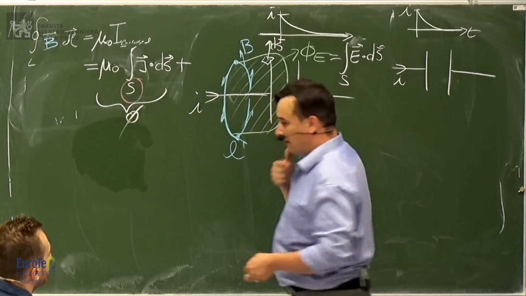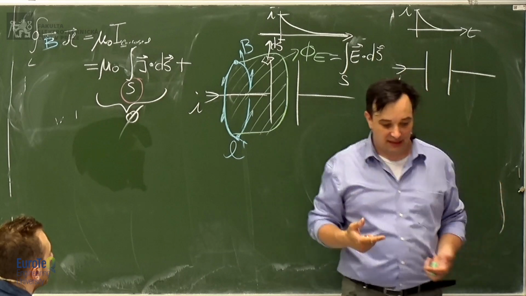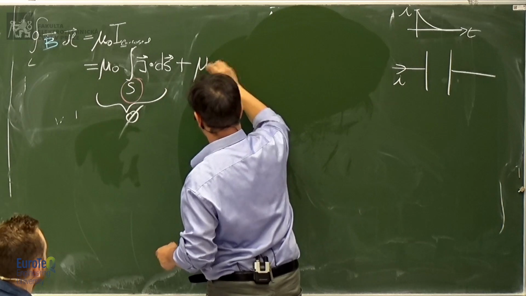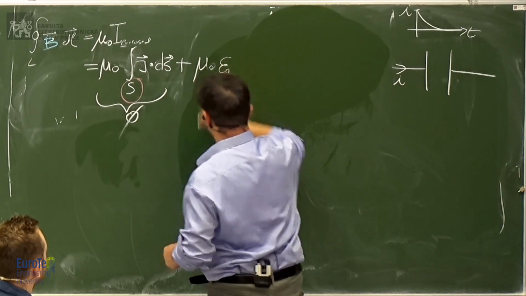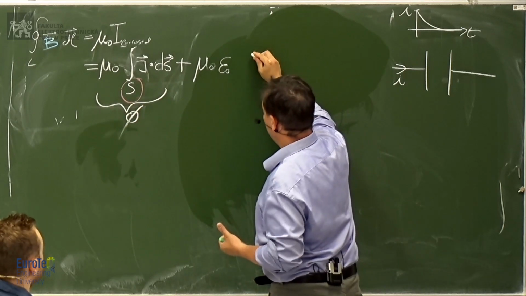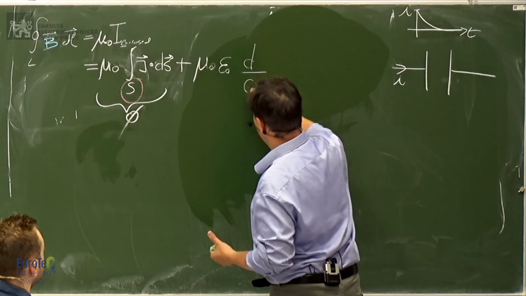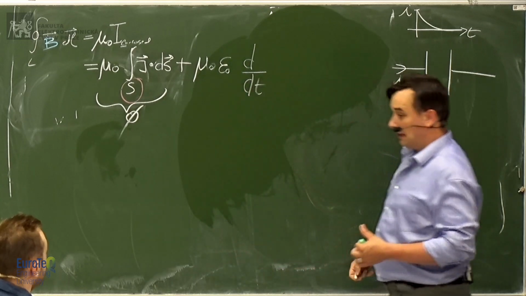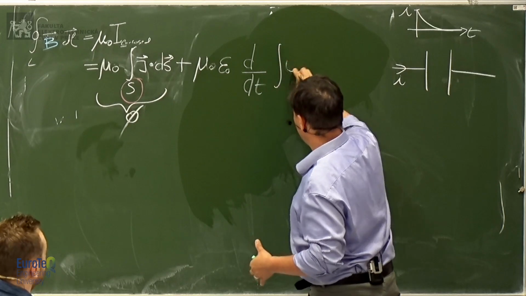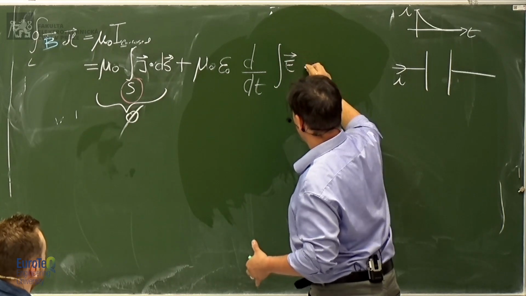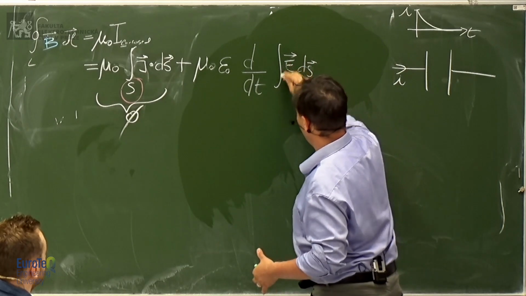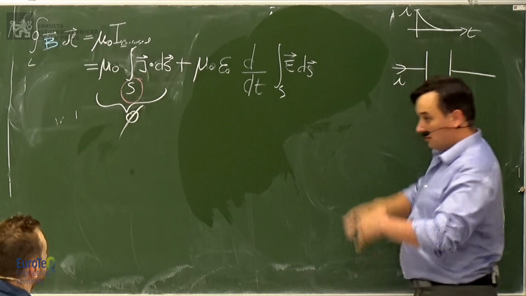But it's not enough to have a flux. It should change in time. So I have mu0, epsilon0. So mu0, you can take it as 1. Then you have the derivative over time of the electric flux, so the integral of E dS over the surface. Okay, this is an open surface.